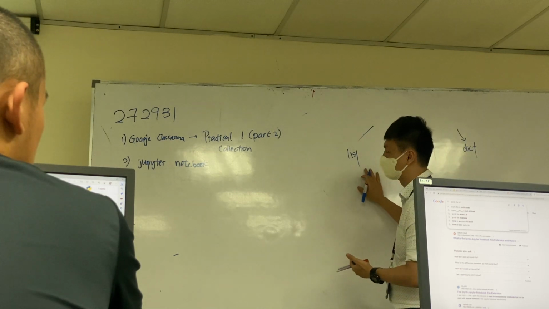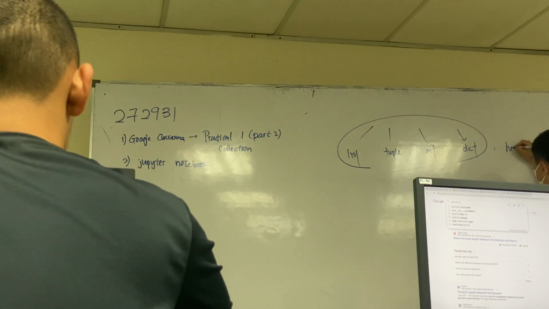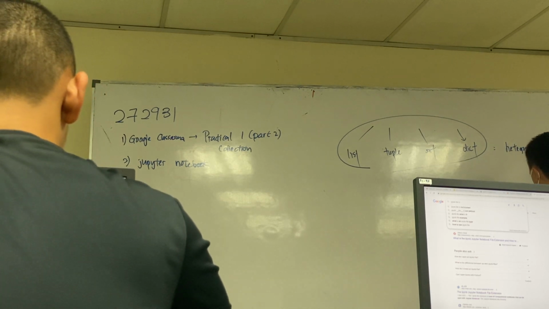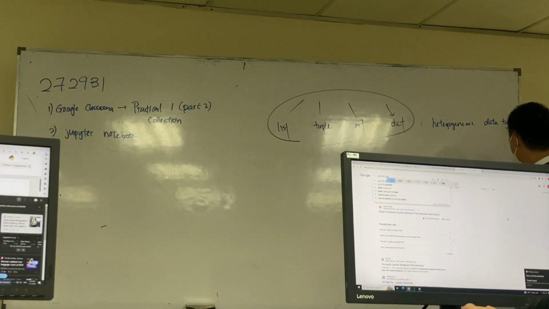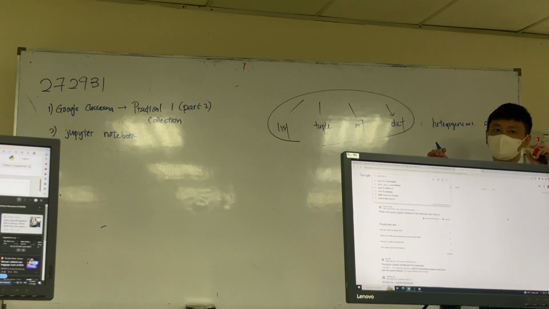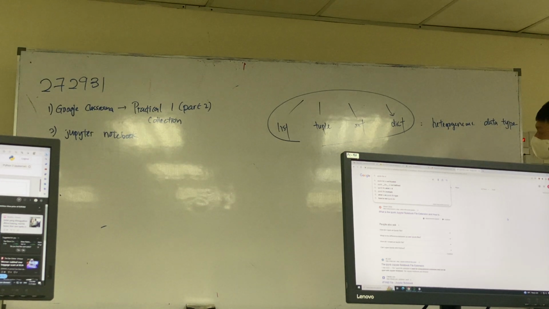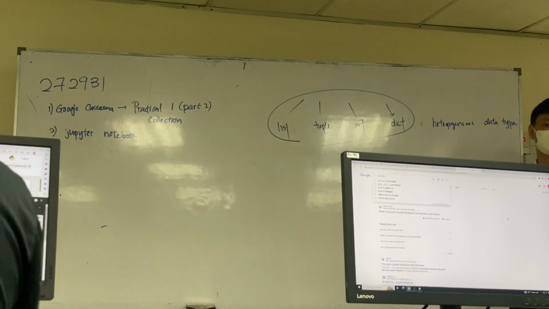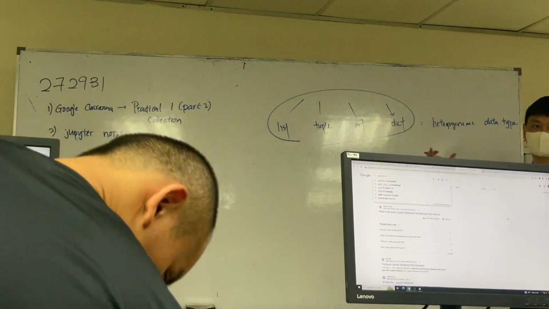So one thing about the collections here is you can store heterogeneous data types. Unlike C++, whenever you create an array, you can only store values of a similar data type, right? But for the collections, you can store anything inside. You can store a value, a string, a char. It's just like a blank, then you can throw whatever inside the blank, right?